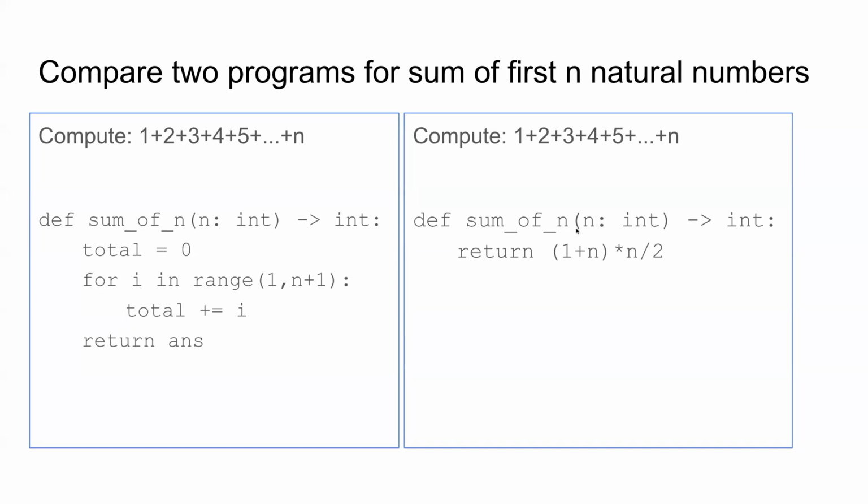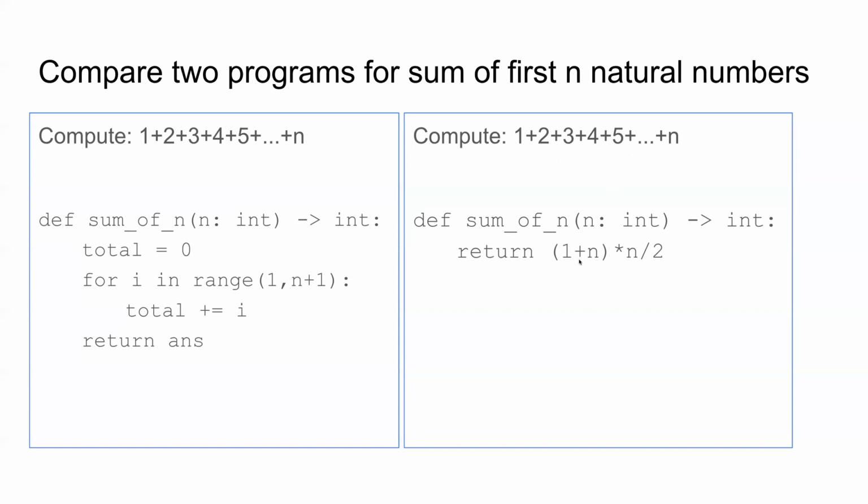Now on the right hand side, if you do some mathematical calculation, you'll find out that there is actually a formula to compute this. Basically, it's 1 plus n, 2 plus n minus 1, 3 plus n minus 2, and so on, and they are all equal. So you just multiply them with n and divide by 2. That's the formula for the sum of the first n natural numbers.